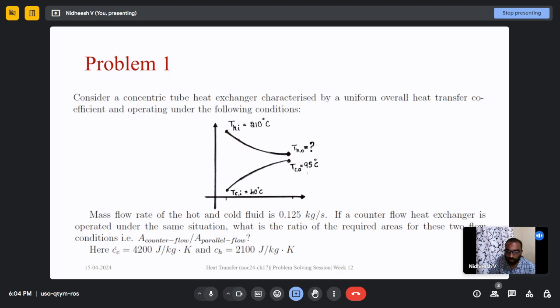Again, some more information is given to us. The heat capacity for the cold fluid is given to be 4200 joules per kilogram Kelvin, and the heat capacity for the hot fluid is given to be 2100 joules per kilogram Kelvin. We have this much information. So take a minute to go through the problem, and after that we will discuss the problem as well as the solution.